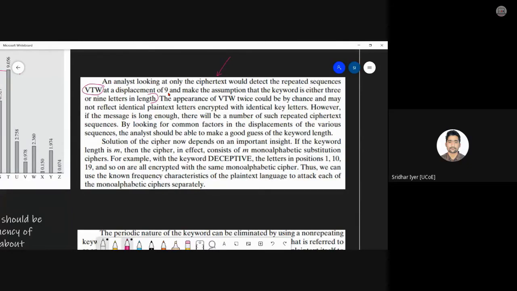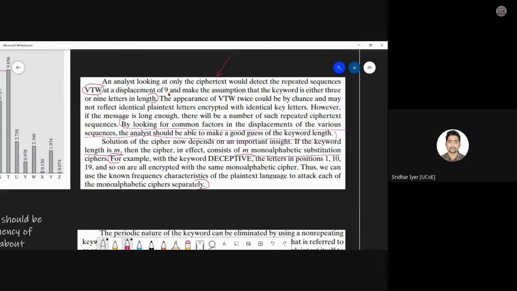So what happens is, by looking into the common factors of displacement, the analyst should be able to make a good guess of the keyword length. Now we have got the keyword length. If the keyword length is M, it consists of M monoalphabetic substitution ciphers. Am I clear? Obviously, because if you have got the length of the key as M, it will be considered as M Vigenere ciphers. That we have already seen. Fine. So this is very important over here.